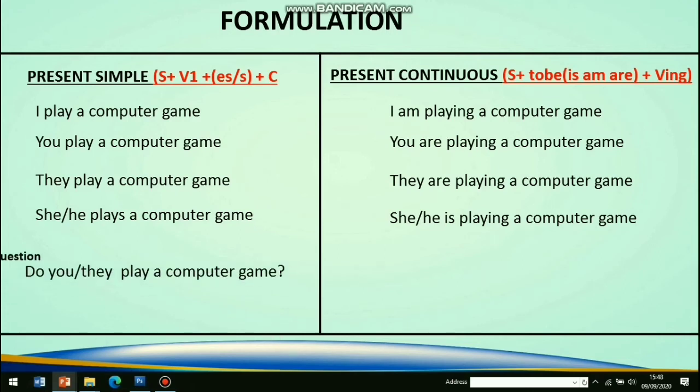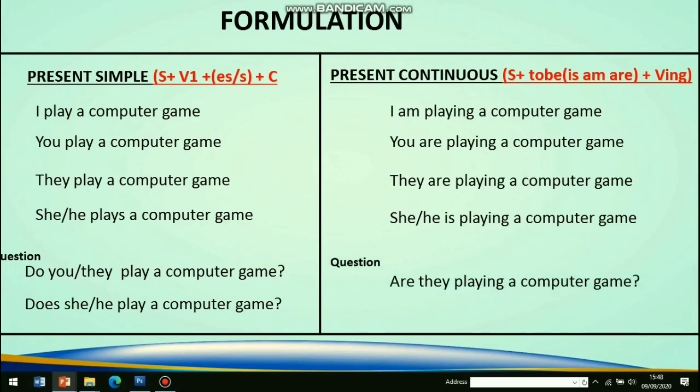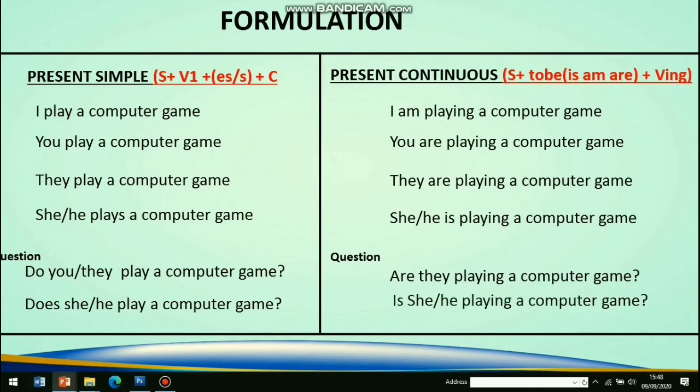But for the question form of the present simple, we use do when the subject is I, you, they, we. For example, do you play a computer game? Or do they play a computer game? But when the subject is she or he, we're going to use does. For example, does she play a computer game? In present continuous, when the subject is you, they, we, we're going to use are. Are you playing a computer game? Or are they playing a computer game? And then when the subject is she or he, we are going to use is. For example, is she playing a computer game?